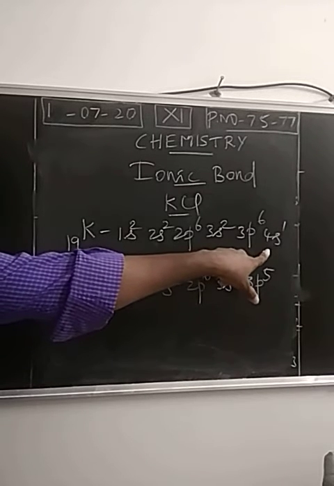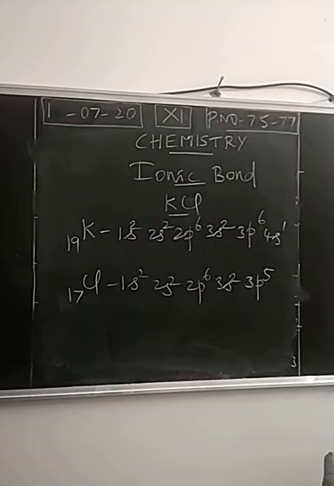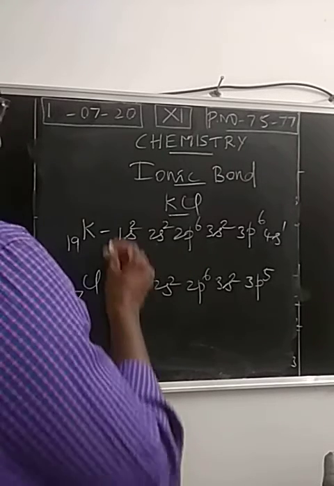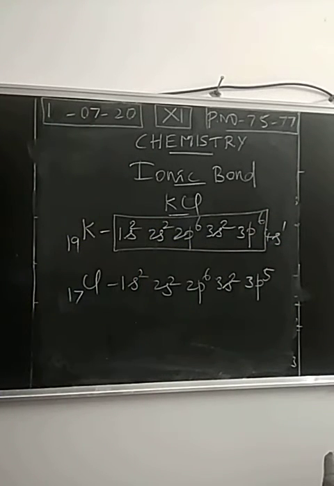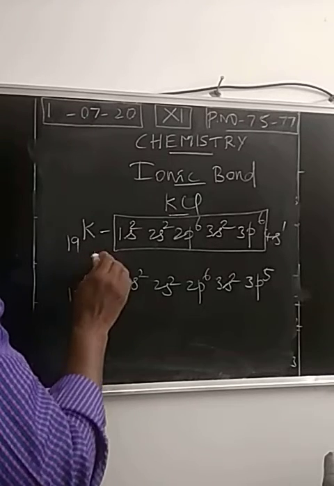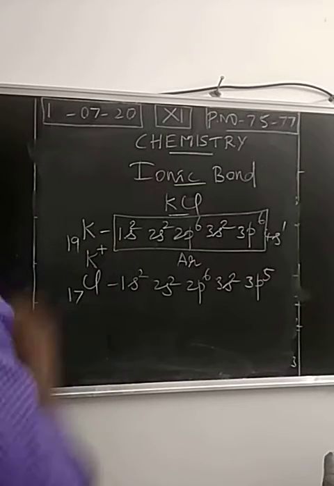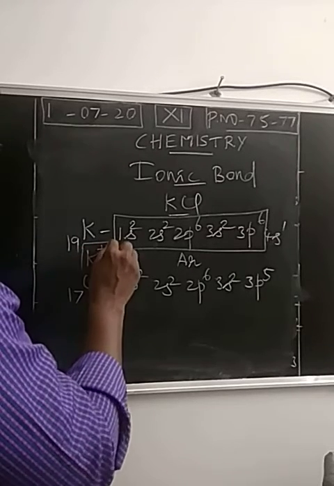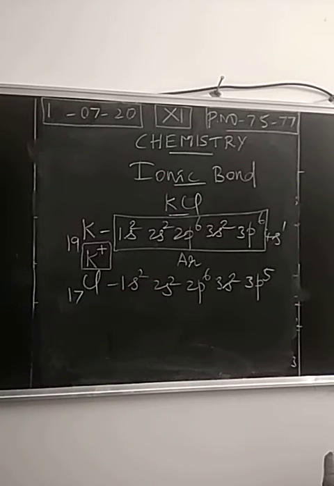When an electron is lost by potassium, it has the electronic configuration 1s2, 2s2, 2p6, 3s2, 3p6. This will be the electronic configuration of which noble gas? This is the configuration of the noble gas argon. So the neutral potassium atom, by losing an electron, achieves the electronic configuration of its nearest noble gas argon, and becomes a cation.